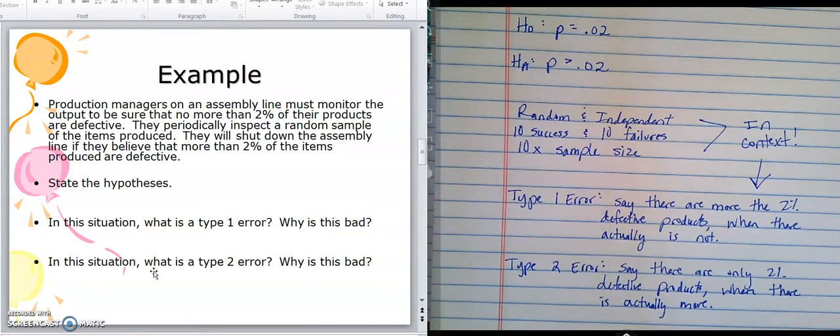So when you take your final exam, if you have to put a giant sticky note on your screen that says, put everything in context, I am totally cool with that. You have to write every single thing in context of the problem.